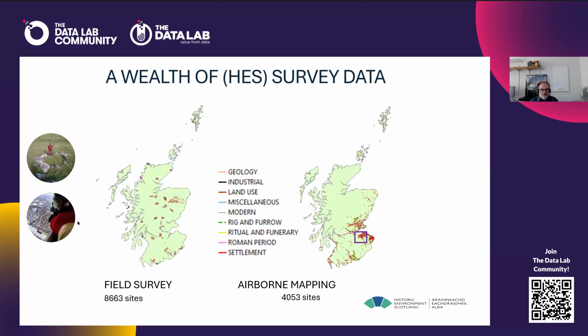So the data side of things is, as I say, we've mapped elements of the archaeological landscape of Scotland since 1990 electronically. So we've mapped about 8,600 sites, and we've also got a complementary program of airborne mapping, another 4,000 records. The only data from these survey data sets that's published is the purple area highlighted on the right-hand side around East Lothian.